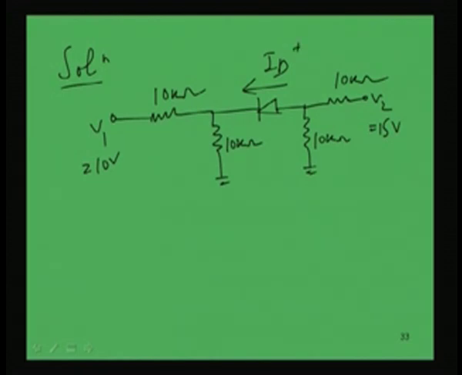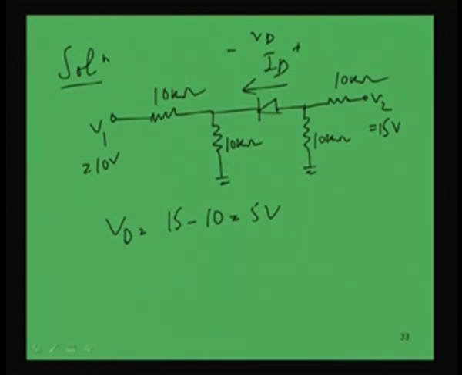If I consider this VD, this voltage, what will be the voltage? At this side you have 15 volt, and at this side it is 10 volt. So the potential difference across these two points is 15 minus 10, which is 5 volt. So VD is 5 volt, and as it is greater than 0.7 volt, the diode will conduct. So this diode is conducting, and that has been ascertained first.